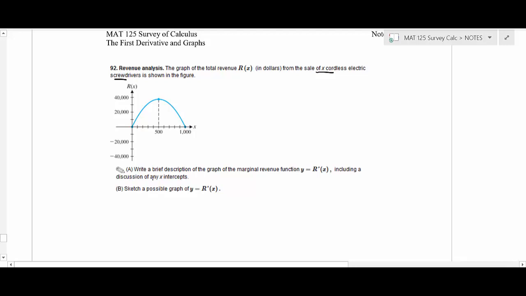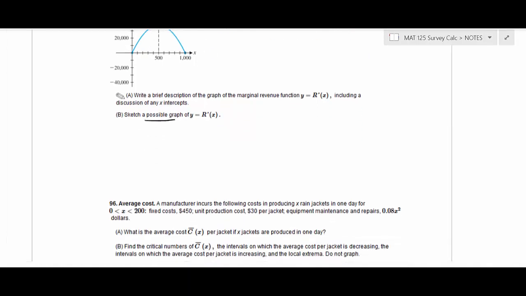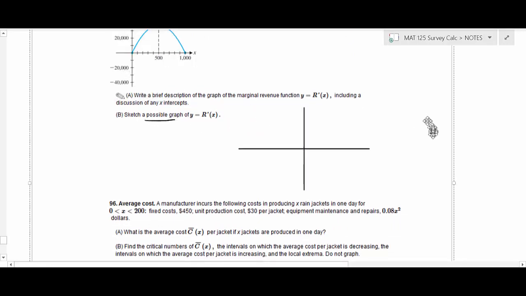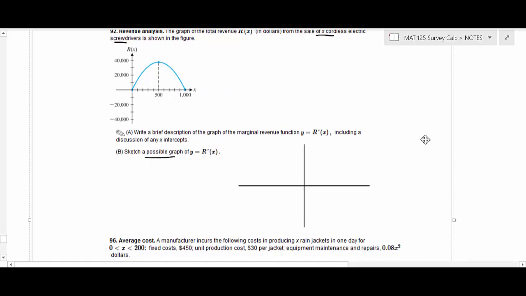Okay, so here's what we're going to do: we're going to sketch a possible graph of that derivative. Okay. All right, now, so let's do this. Let's go down, and on this, what I want you to do is just draw a kind of blank graph here. Now, remember, we're going to try to sketch the derivative, okay? So this is what I would recommend you do. All right, now, we're just going to use the key points. We have 500 out here, then we have 1,000 out here.